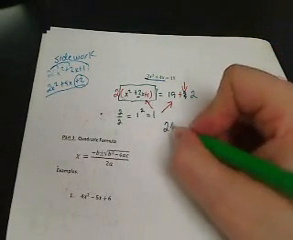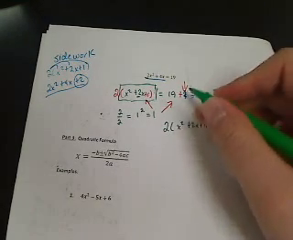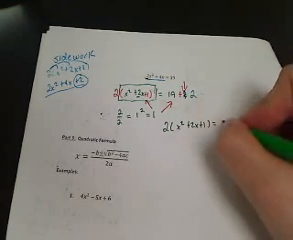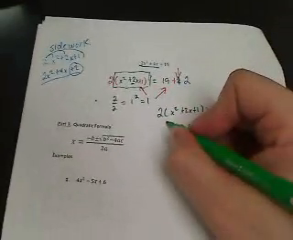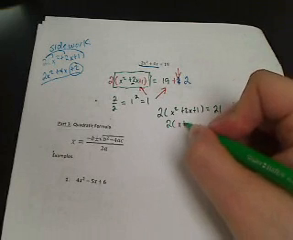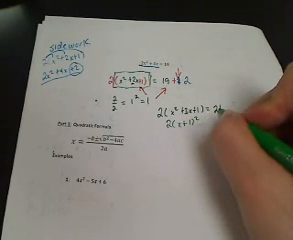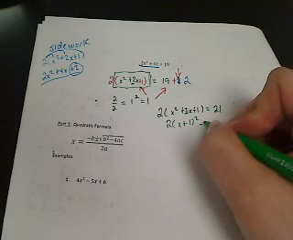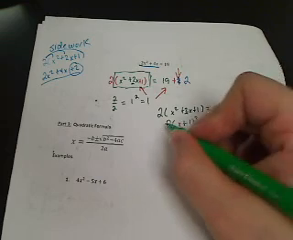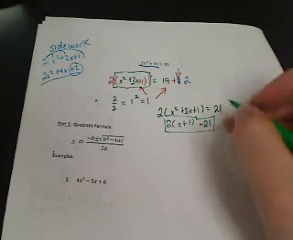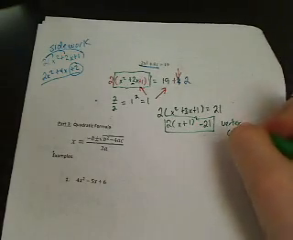So I have 2 times (x squared plus 2x plus 1) is now equal to 19 plus 2, which would be 21. I will factor the left side, which would be x plus, and then 2 divided by 2 would be 1, squared. And then I'm going to go ahead and move the 21 back over to the other side of the equation, leaving me with 2 times (x plus 1) squared minus 21. And my vertex would be at (-1, -21).